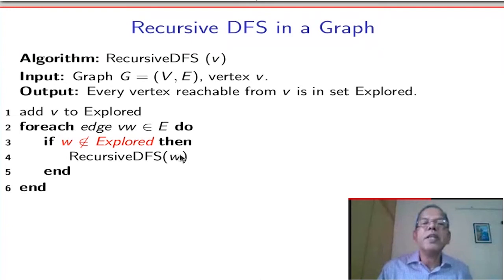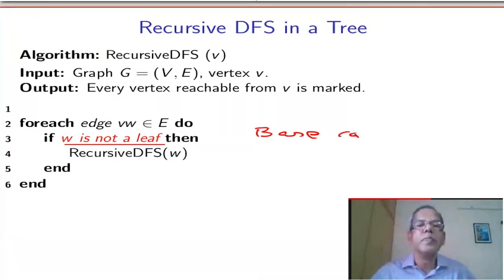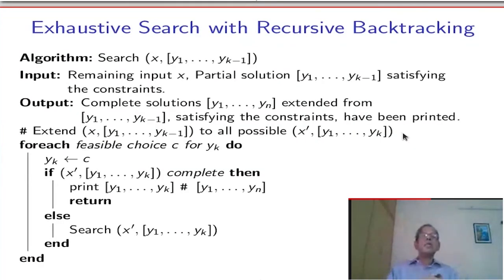When it is a tree, the recursive DFS reduces to this. There is no need to maintain explored. All that we have to do is for each edge VW in E, if W is not a leaf, we can do recursive DFS. Note that this is the base case. Okay. How does it translate to exhaustive search?